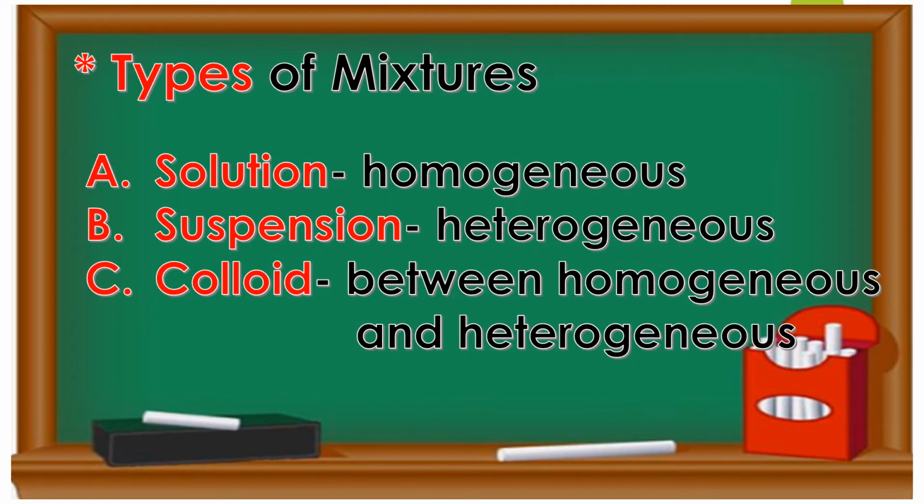So what are the types of mixtures? The types of mixtures are solution, suspension, and colloid. These are the three types of mixtures. A solution is a homogeneous mixture. Next is suspension. Your suspension is a heterogeneous mixture. While your colloid, according to your book, is between a homogeneous mixture and a heterogeneous mixture.